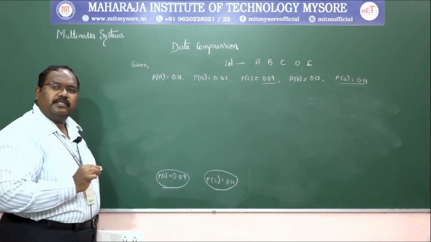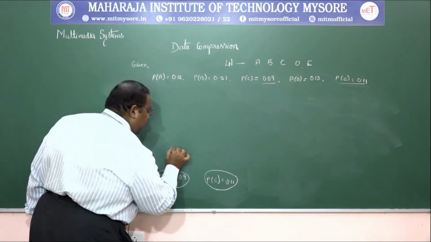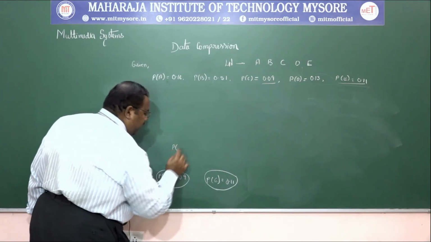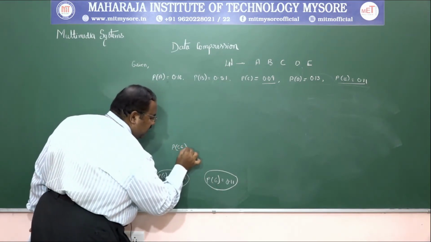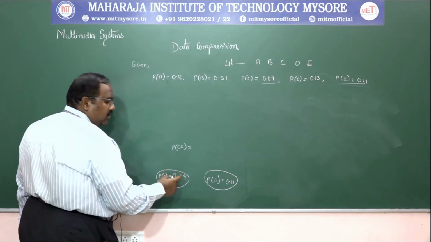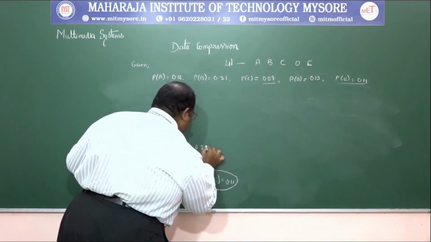What does the algorithm say? Combine those two nodes. So when we combine, we'll write it as probability of C and E. So we are combining it. So C and E is equal to, we need to add. So when we add these two, we get 0.20.